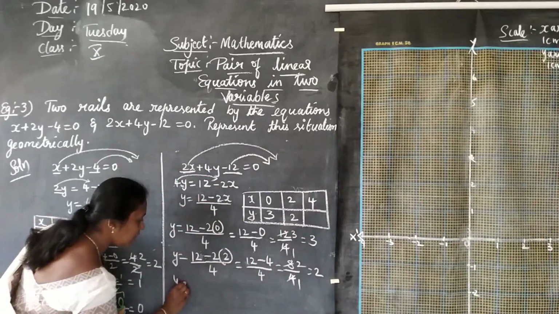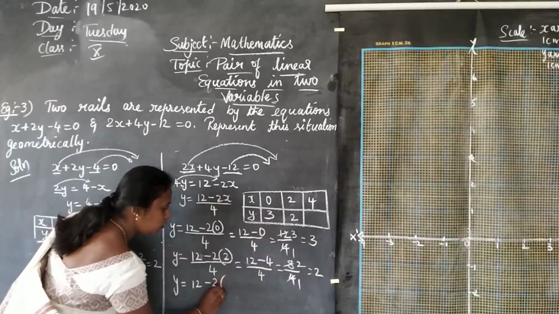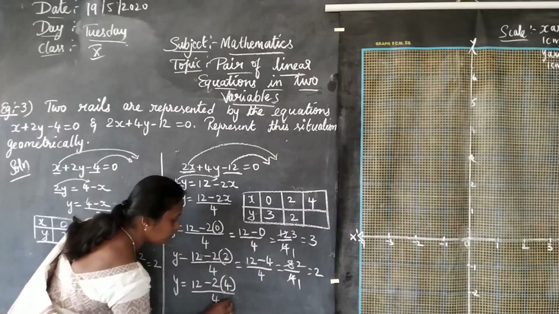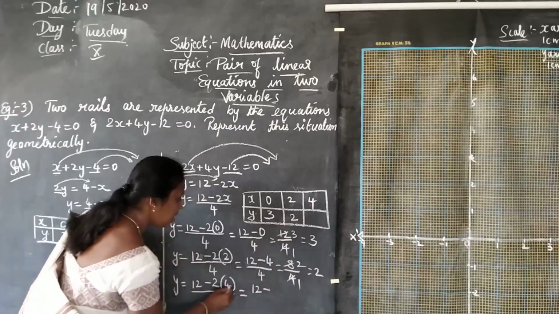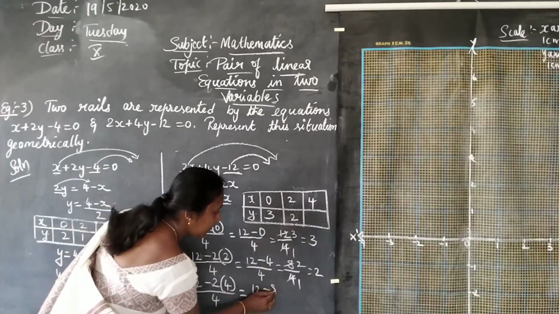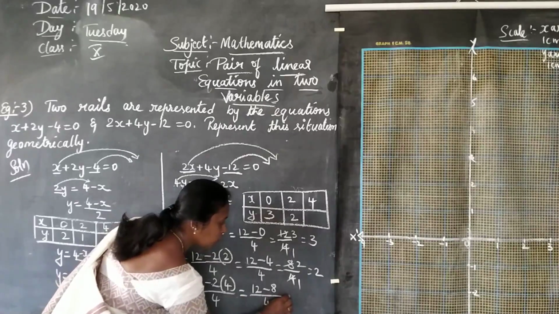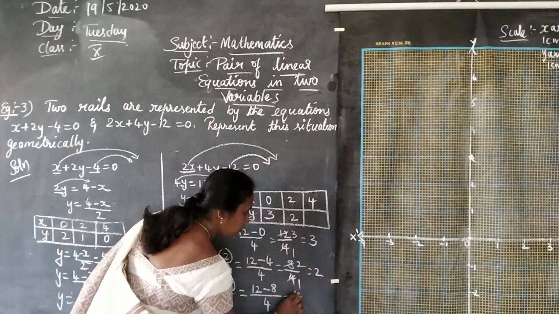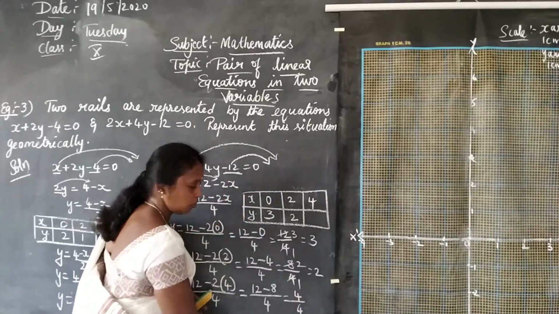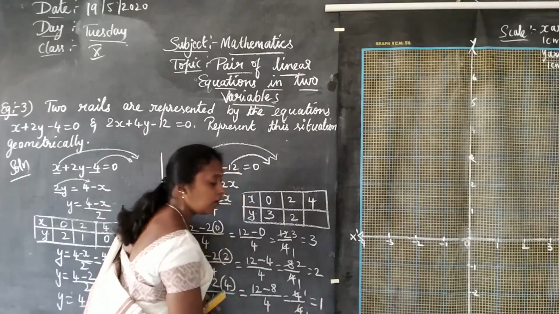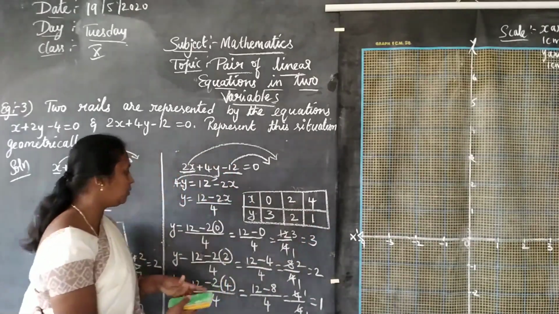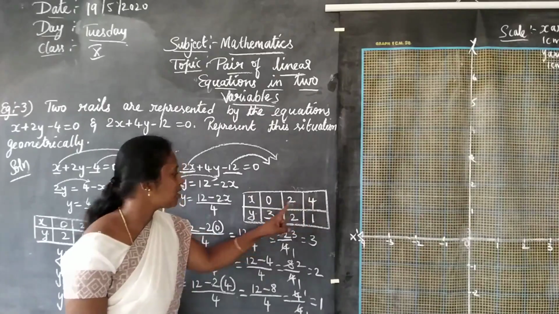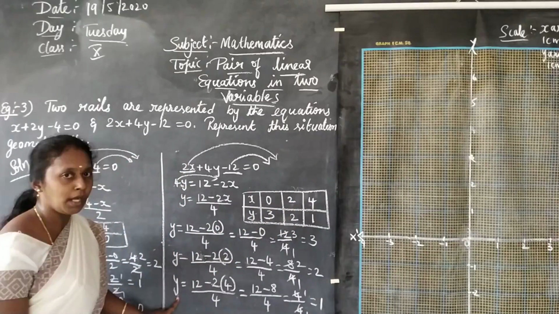Next one. y is equal to 12 minus 2 into, what is the next one I have taken here? x value? 4, divided by 4. 12 minus 2 4s are, 2 4s are 8, divided by 4, is equal to 12 minus 8. 12 minus 8 is what? 4. 4 divided by 4. 4 ones are 4. I got the answer as 1. So please observe, I have taken the first equation for y, substituted values for x, and found out what y values I am going to get.